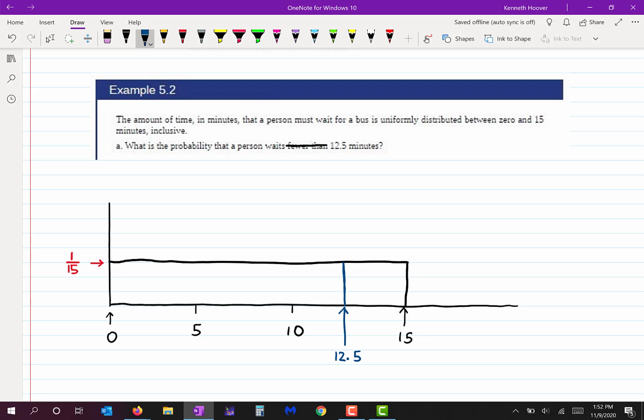that's asking you to find the amount of area right here. Well, there's no width to that. And so there is no area there. But that's not what they asked, is it? They asked, what's the probability that the person waits fewer than 12 minutes? So that means they're asking us for the area, not 12, but 12.5. They're asking us for the area up to 12.5, from 0 to 12.5.